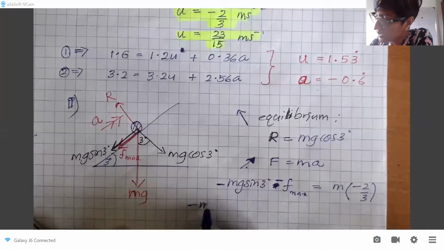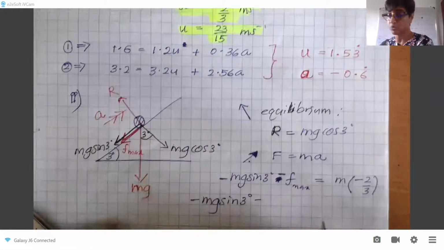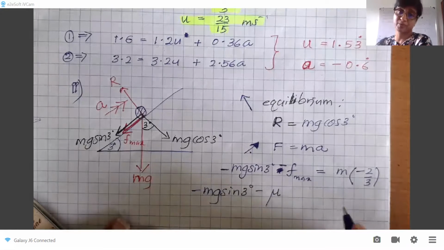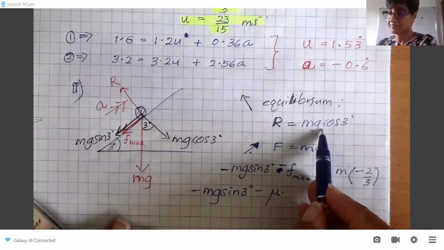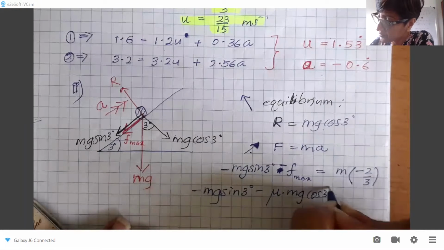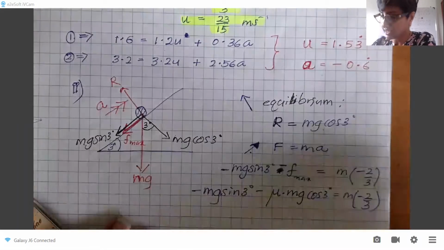I can do mg sin 3. F max is mu R. So mu is what I have to find. Mu R I have there. R is mg cos 3 equals m times minus 2/3. Do you see the m gets cancelled?